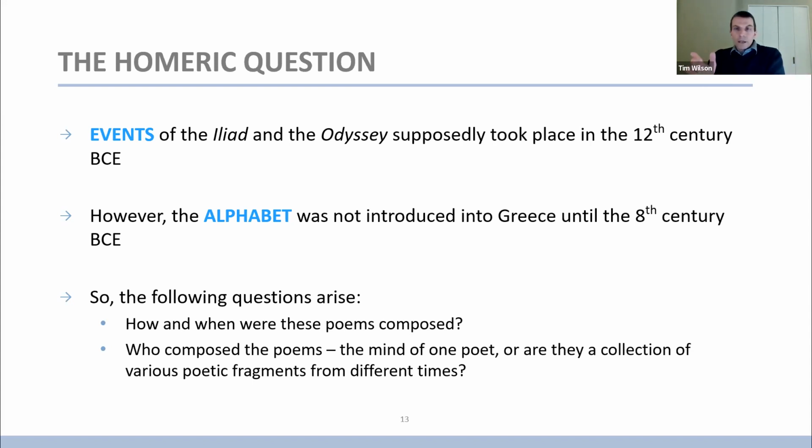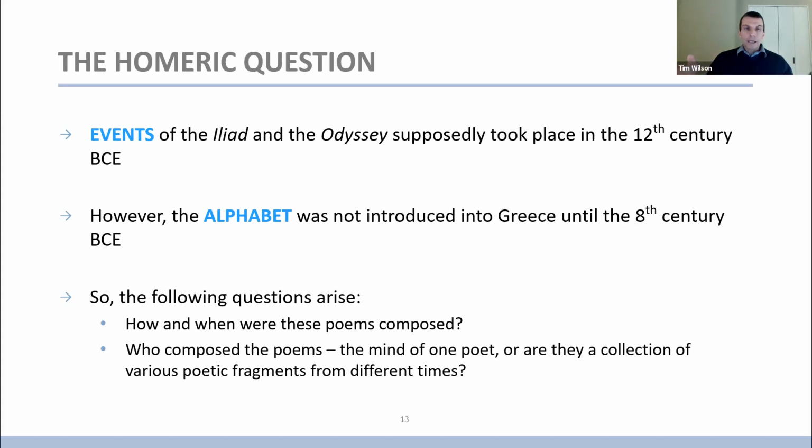And Homer's coming along at the end of this Dark Ages, a period where there was no writing. Then a new form of writing is reintroduced into Greece, based on a Phoenician script that becomes the Greek alphabet as such. And this Phoenician alphabet is closely related to the alphabet that we use today.